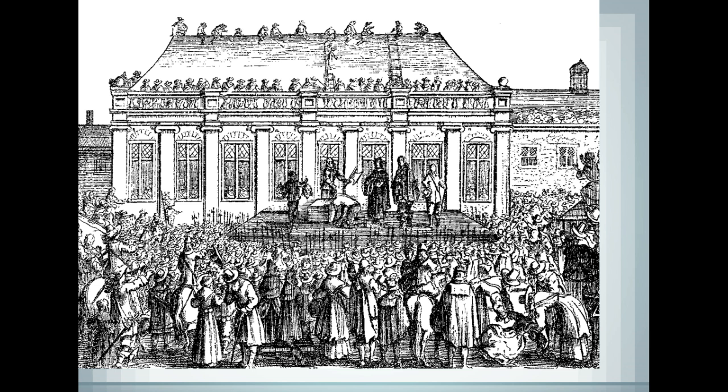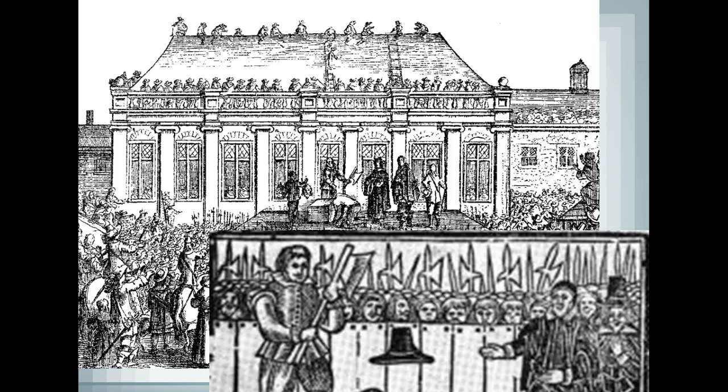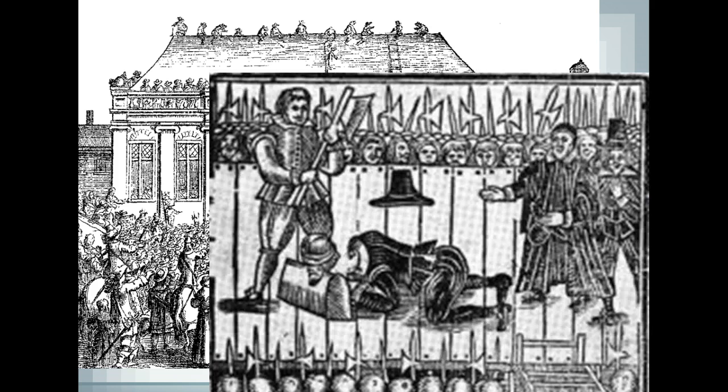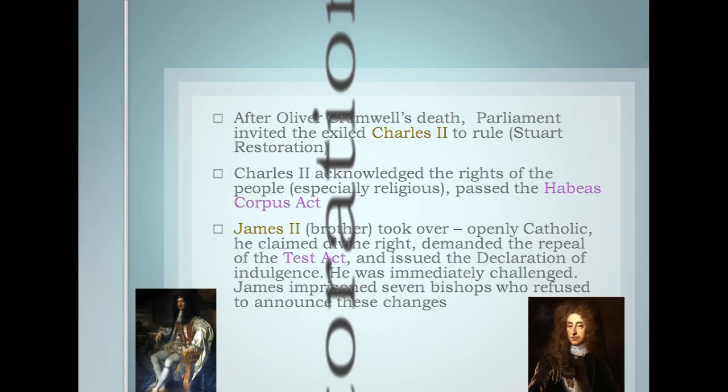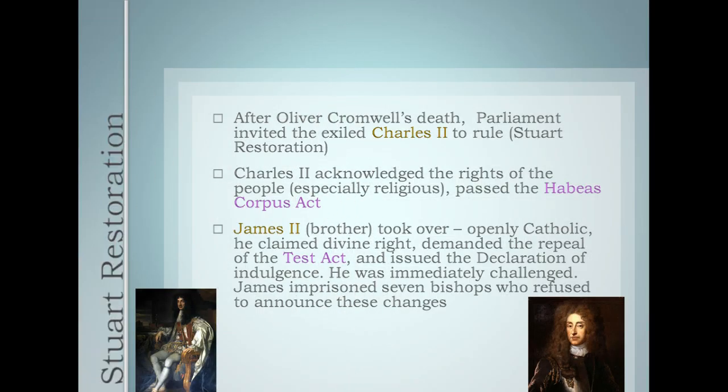Quick picture of the beheading of someone. I don't know if it's William Laud or Charles I. Either way, ta-da, there you have it. After Oliver Cromwell's death, though, and there's a lot of things that go on with Cromwell, a lot of his policies, Parliament is going to bring back a Stuart to rule. But before we get there, let's run through some of the things that Cromwell did, and you may want to jot these down as I give them to you.